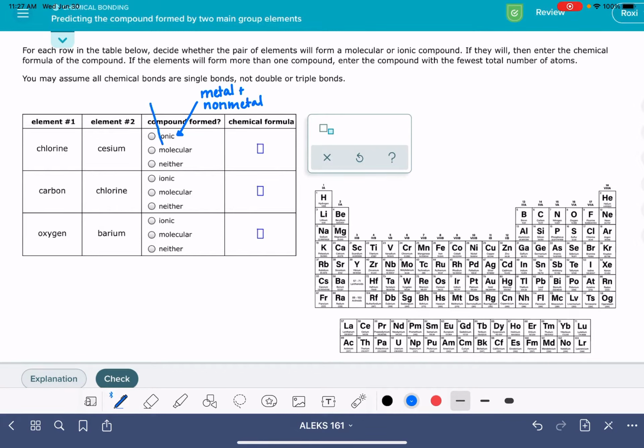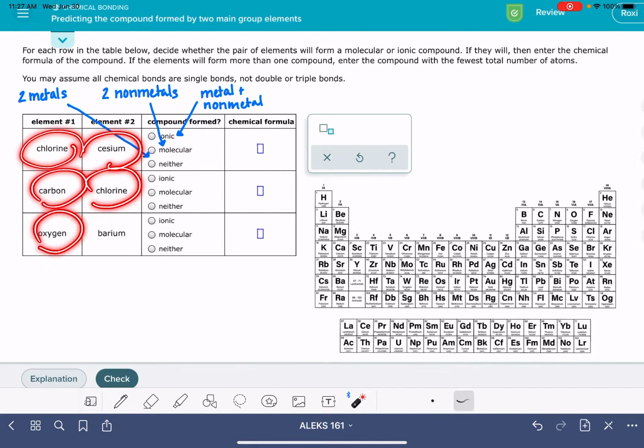A molecular compound is going to be formed when both of our elements are non-metals. So if we have two non-metals, that's going to be molecular. And then neither, we would choose neither if we had two metals. The only combination that will not result in a compound is a metal plus another metal. So what we want to do is identify each one of these elements as either a metal or a non-metal based on their location on the periodic table.